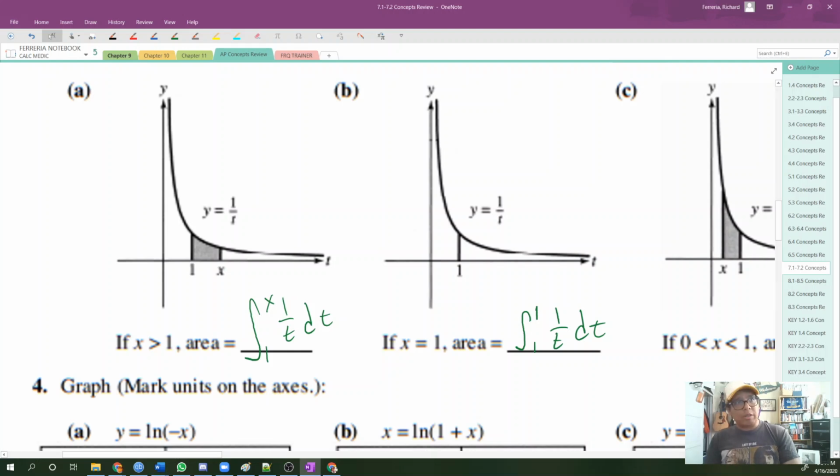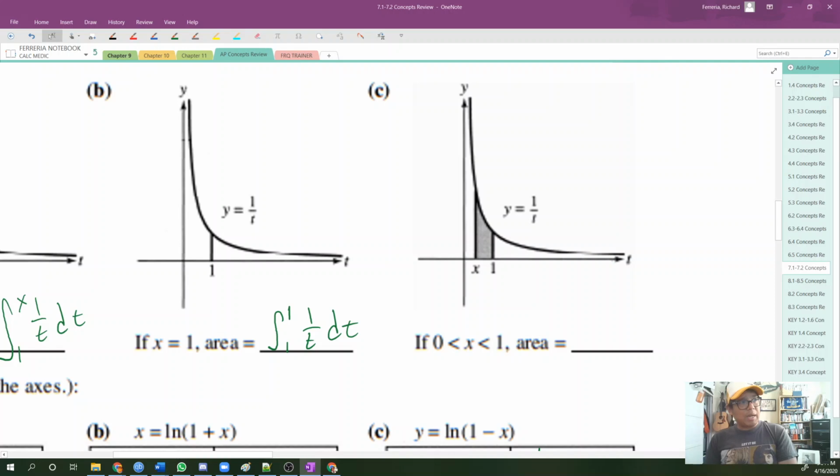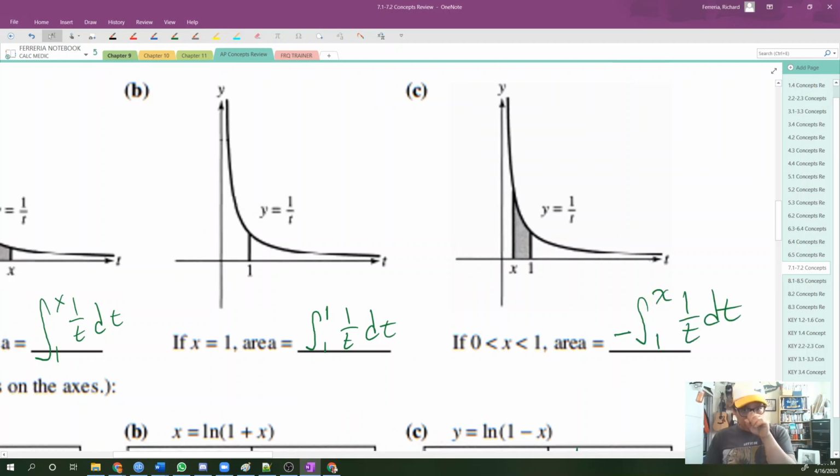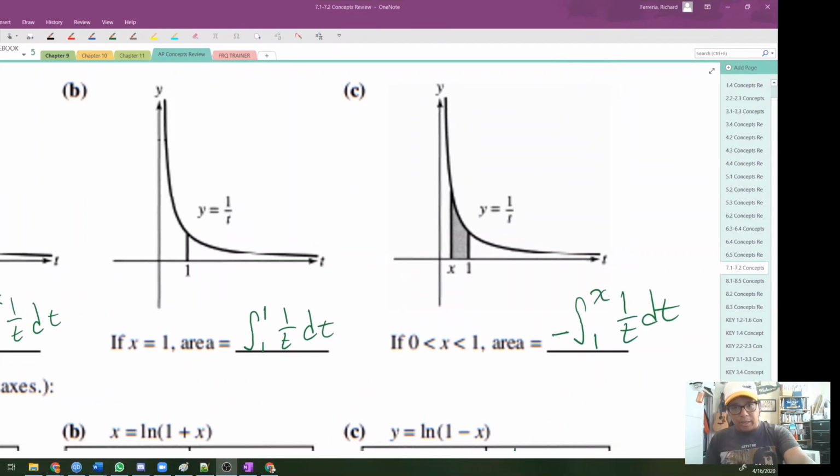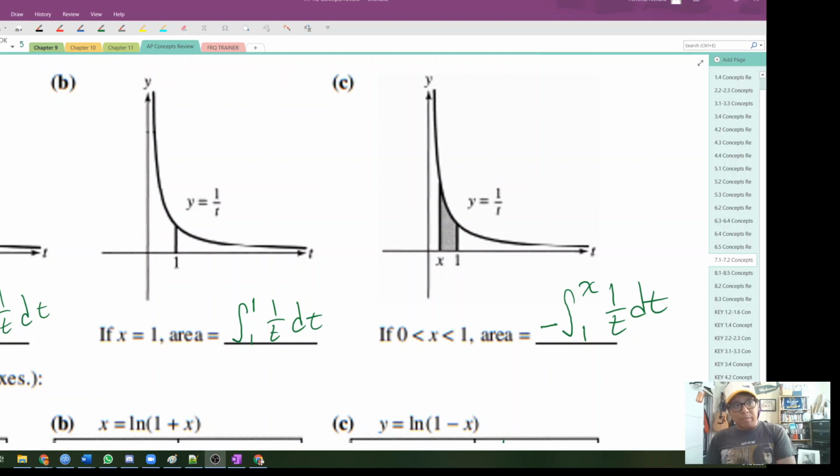And if we take a look at the third one, this time we're integrating from x to 1. So x is our lower limit and 1 is our upper limit. A couple of ways you can write that, but I chose to write it this way. Negative of the area from 1 to x, knowing full well that x is less than 1, giving me an area that's less than 1, so I put that negative sign out there to balance it out.